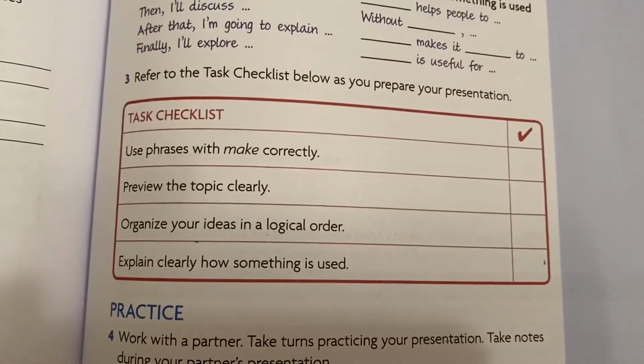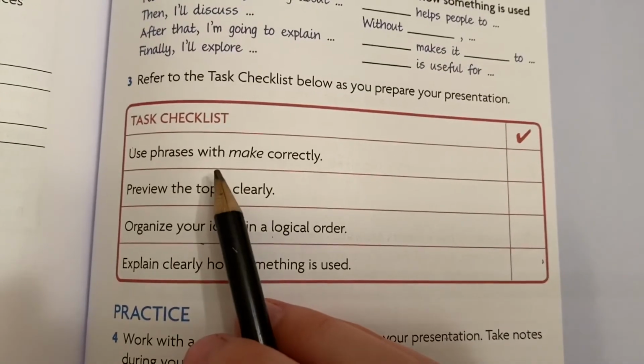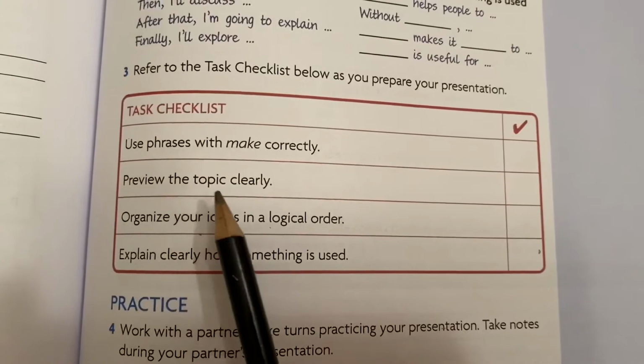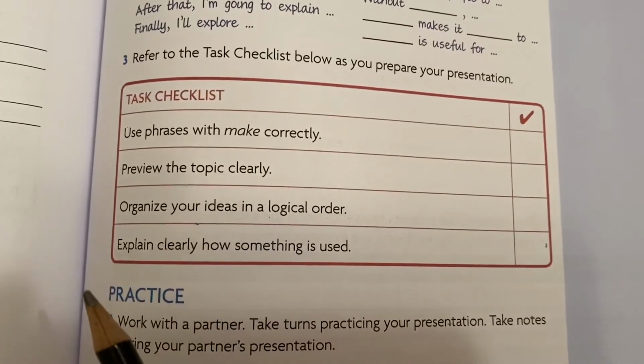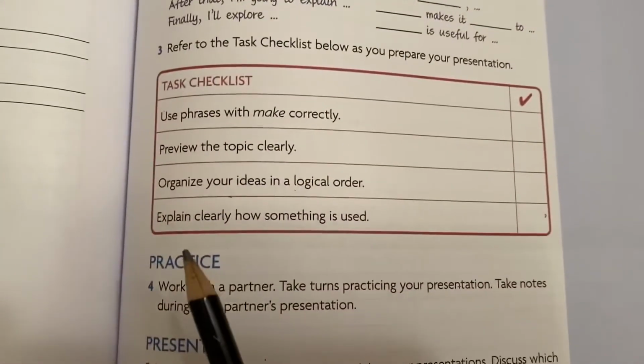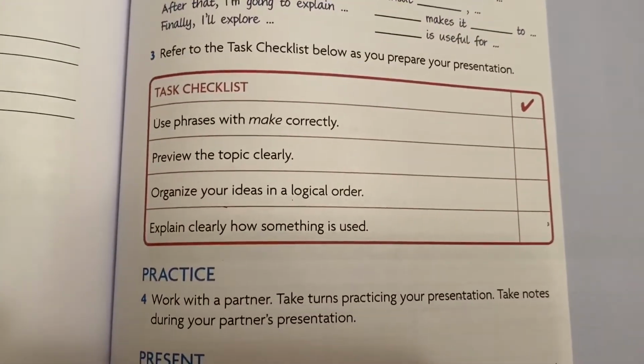Use this checklist to help you. We went over phrases with make in our bookwork, so you can work on that. Preview the topic clearly. Tell us what you'll be speaking about. Organize your ideas. You're doing that here. And explain clearly how your invention is used.